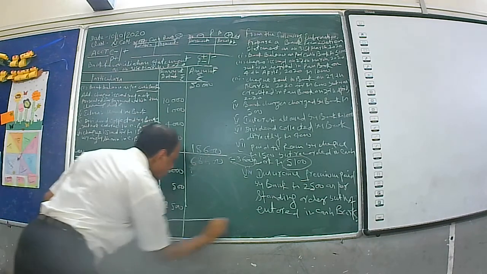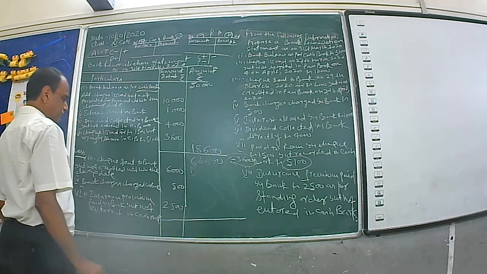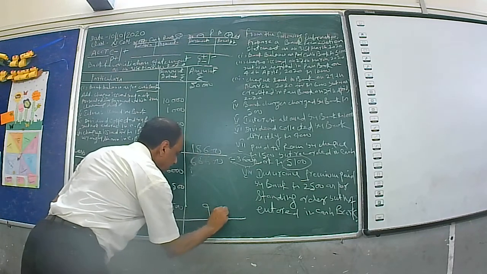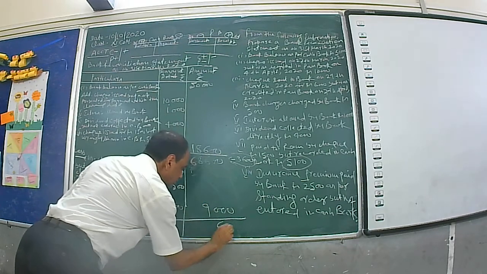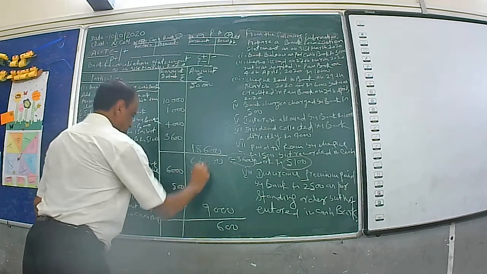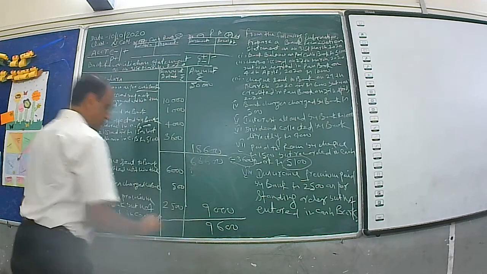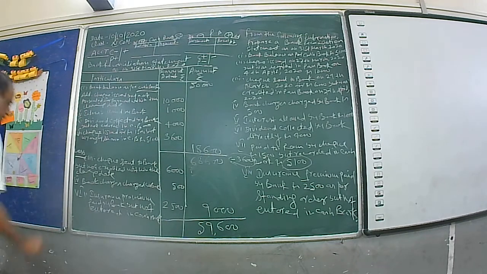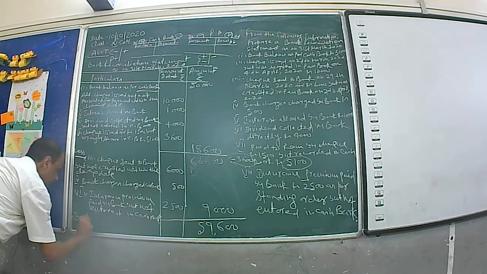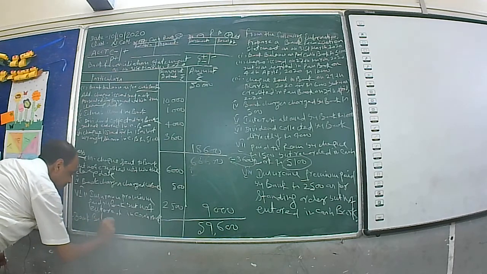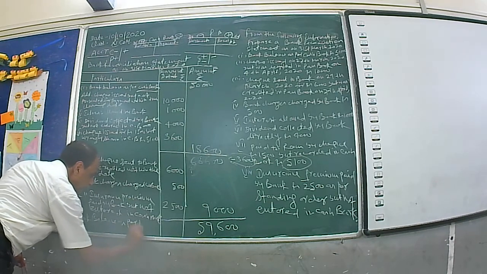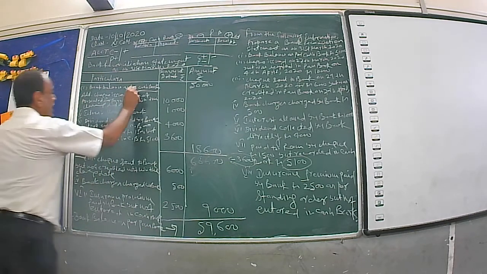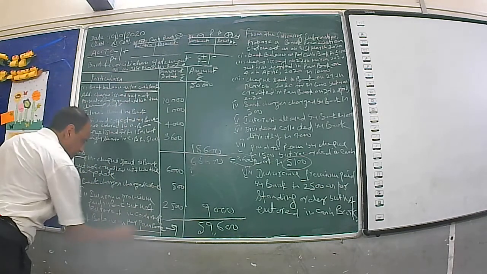Now make the total of all the less items. 6,000 plus 500 plus 2,500, 9,000. Then you deduct the amount from 68,600: 59,600. Here you will have to write bank balance as per passbook. If you write bank balance as per cash book, the answer will be in the passbook.